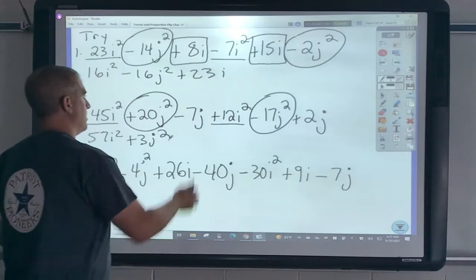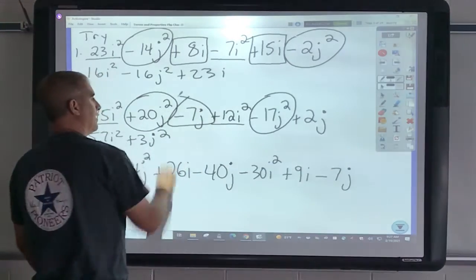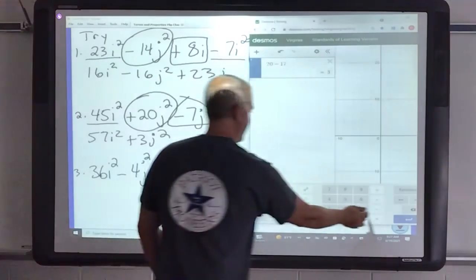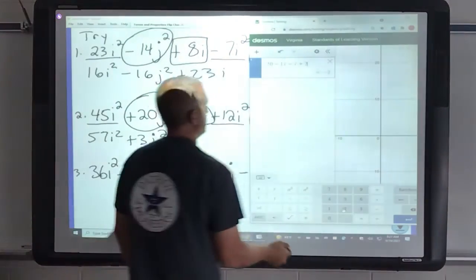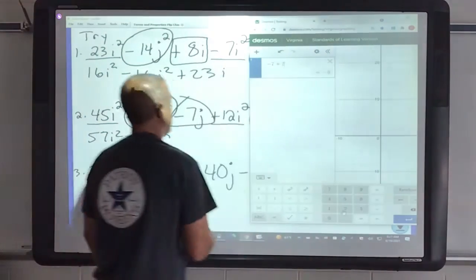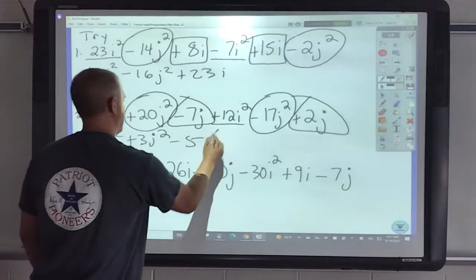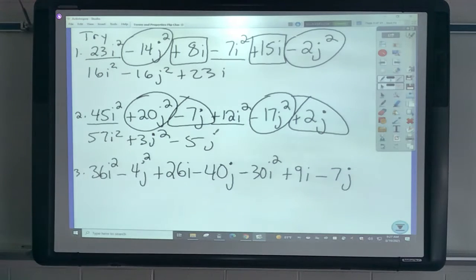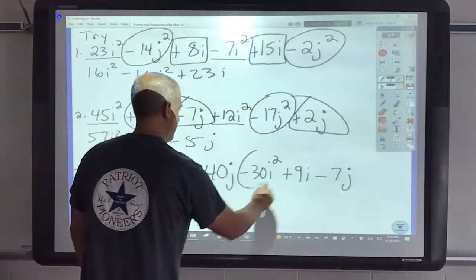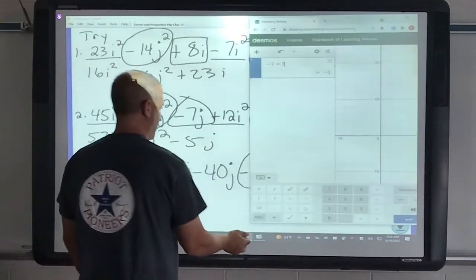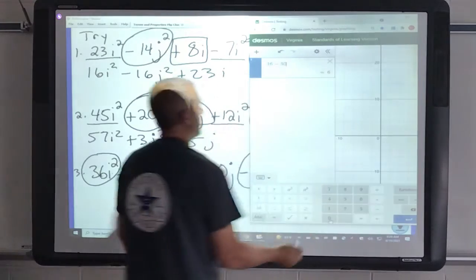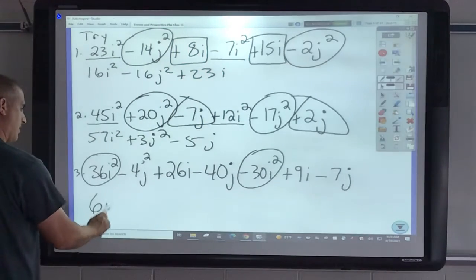Then I got negative 7j, positive 2j. Negative 7, positive 2 is negative 5j. And that would be my answer for that one. Okay. 36i squared. Here is the matching term, negative 30. So 36 minus 30 is 6i squared.